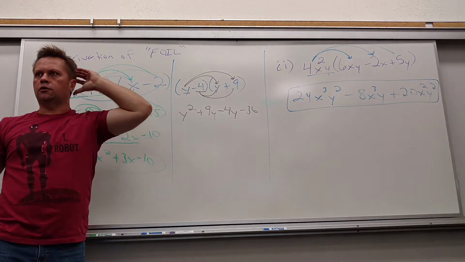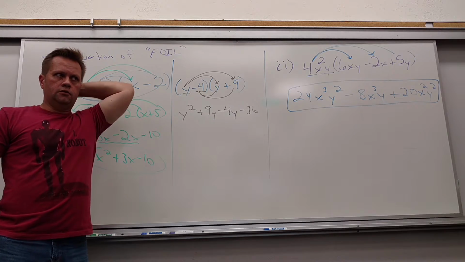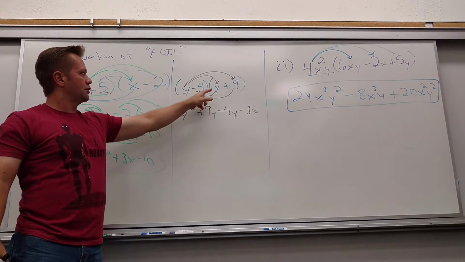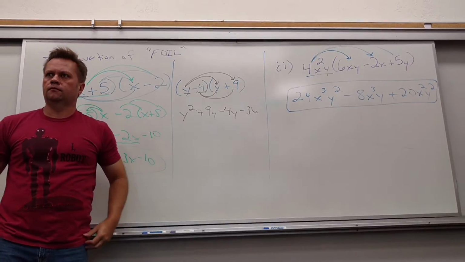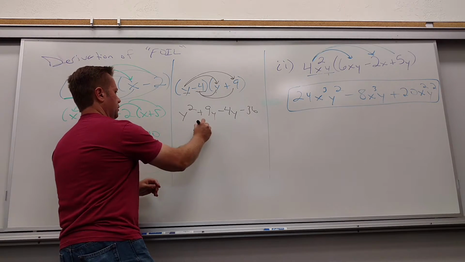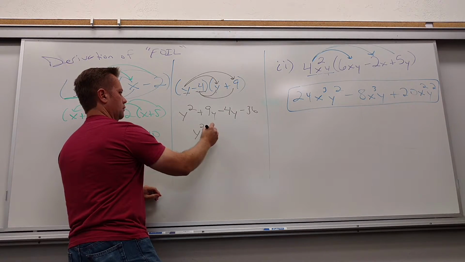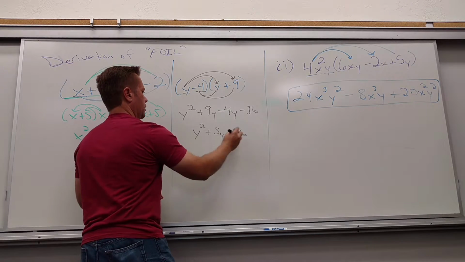And then you just put together whatever like terms you have. Sometimes there won't be like terms. If I made those letters different, there won't be like terms. So then I get y squared plus 5y minus 36.